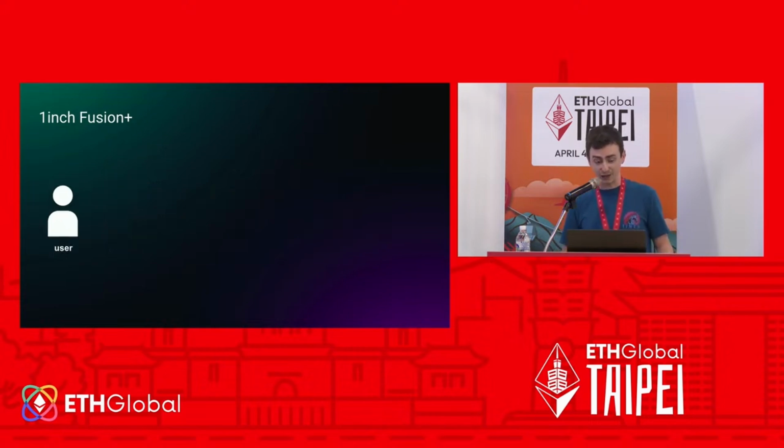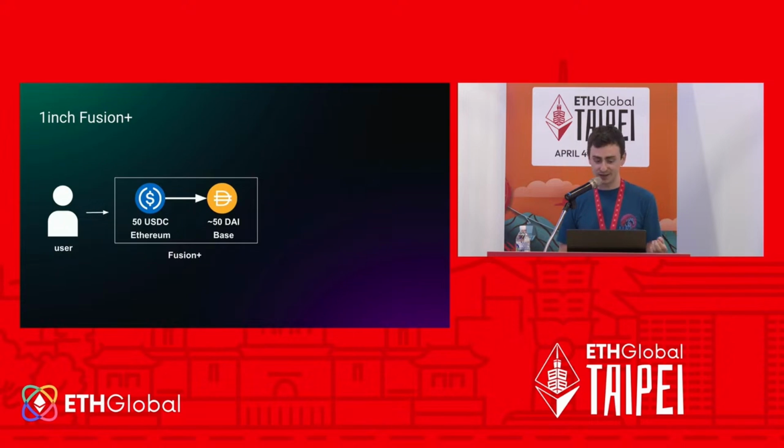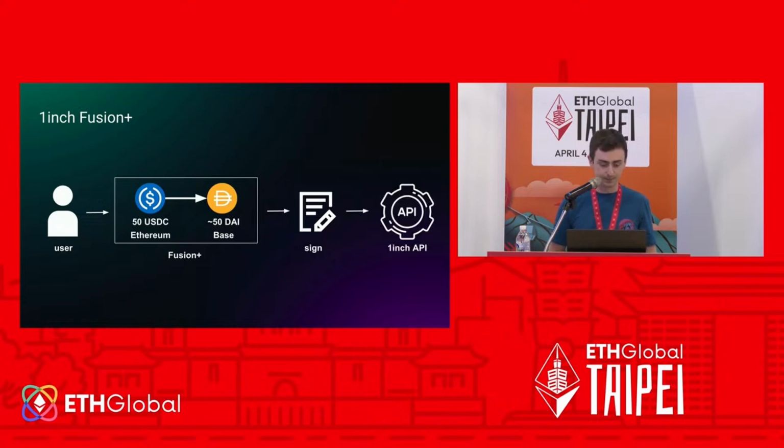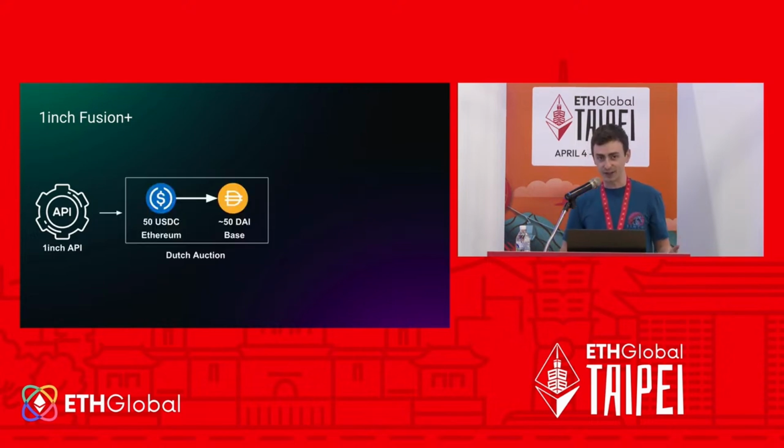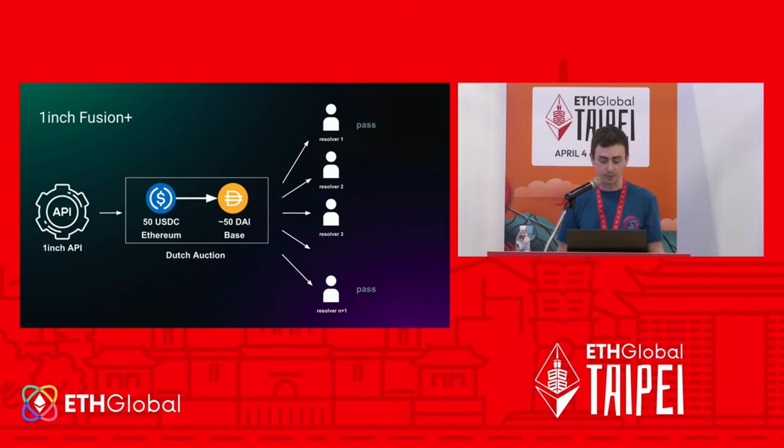Let's go through an example of this actually in our system. A user says, I have 50 USDC on Ethereum, and I want to get this in DAI on Base. They will sign this transaction and send it to the 1inch API, very similar to the Fusion system. The 1inch API will then start a Dutch auction just like before. They say, I have 50 USDC on Ethereum, and I want to swap this for roughly 50 DAI on Base. This will go out to the set of Fusion Plus resolvers. Again, they'll pass at the beginning because the rate is extremely high. Over time, it will get down to something they're interested in. And again, just like before, they compete and try to win with the higher gas value.